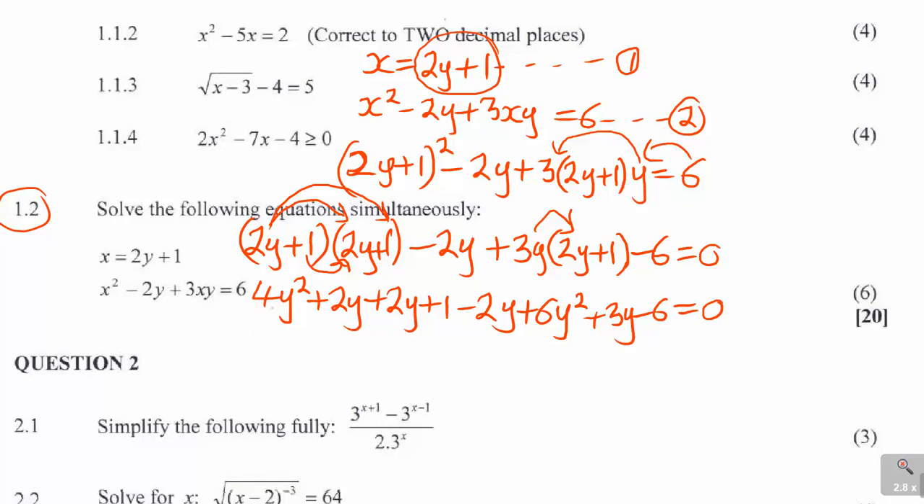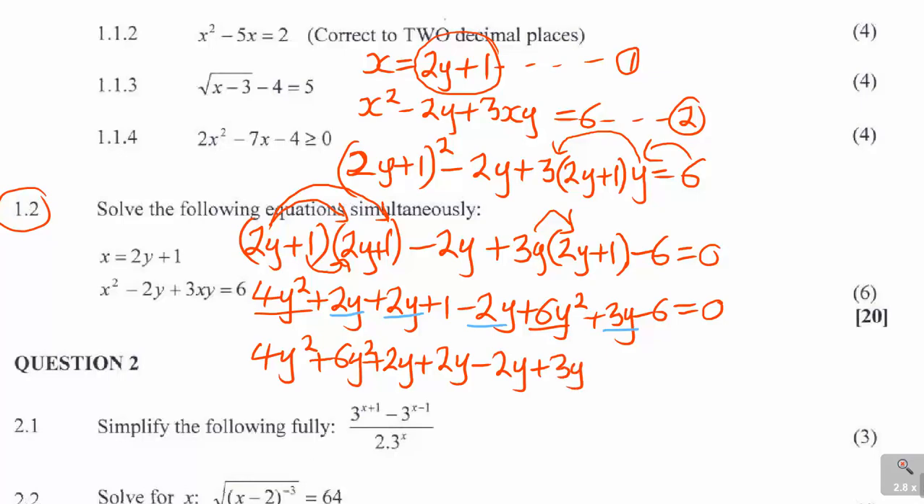Then collect like terms. For example, there is the 4y squared with 6y squared. Be very careful here. They just want to test if you are able to recognize errors. Now let's look at the y. We have 2y, we have 2y, we have minus 2y, we have positive 3y. So I will have plus 2y plus 2y minus 2y, and then plus 3y. And the last ones I have are a 1 and a negative 6, which is plus 1 minus 6 is equal to 0.